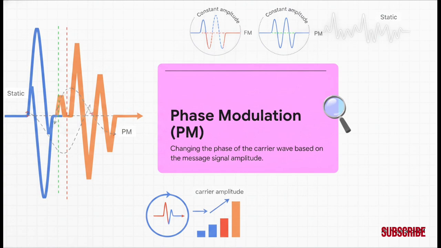But the really important thing to remember is that both FM and PM are united by that constant carrier amplitude we just talked about. And this brilliantly illustrates why FM and PM are so much more resistant to static. You see, static mostly affects a wave's amplitude, which these two methods completely ignore.